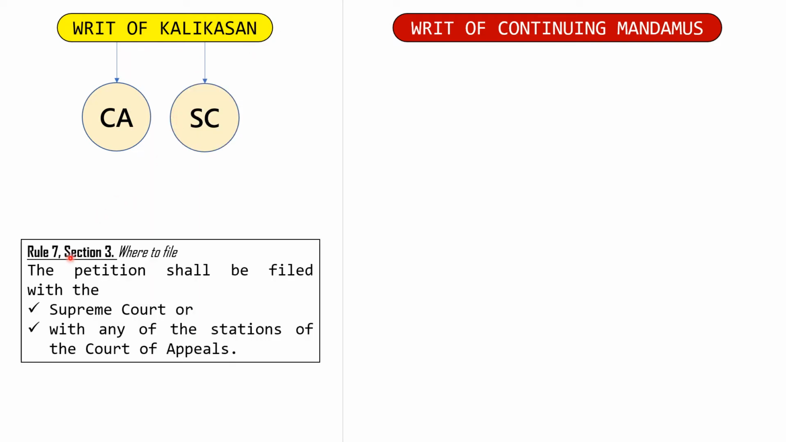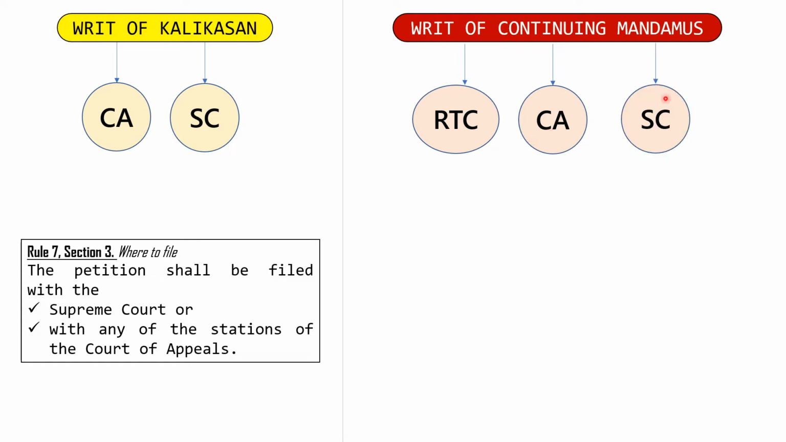Basis, Section 3 of Rule 7: the petition for writ of kalikasan shall be filed with the Supreme Court or any of the stations of the Court of Appeals. How about the writ of continuing mandamus? Who has jurisdiction? The answer is the RTC or the Court of Appeals or the Supreme Court.